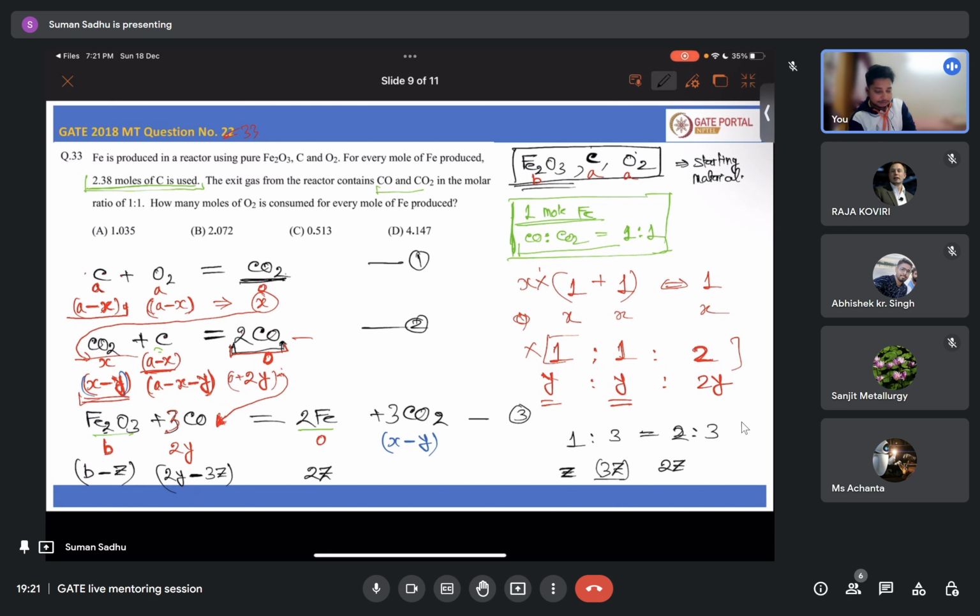Yes, sir. And how many moles of CO2 will form? Initially it was X minus Y. Now how many mole will form? This forming means I have to add it. So plus, how many mole? 3Z. 3Z.